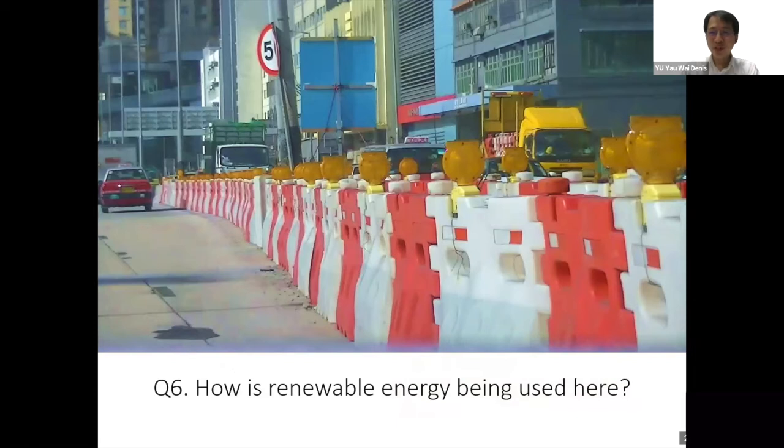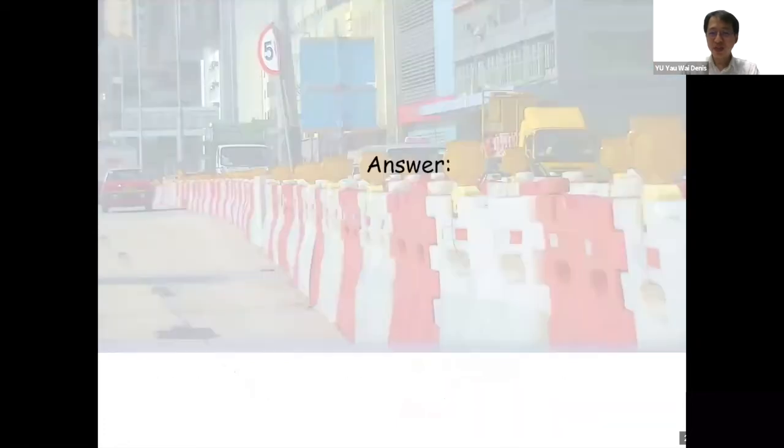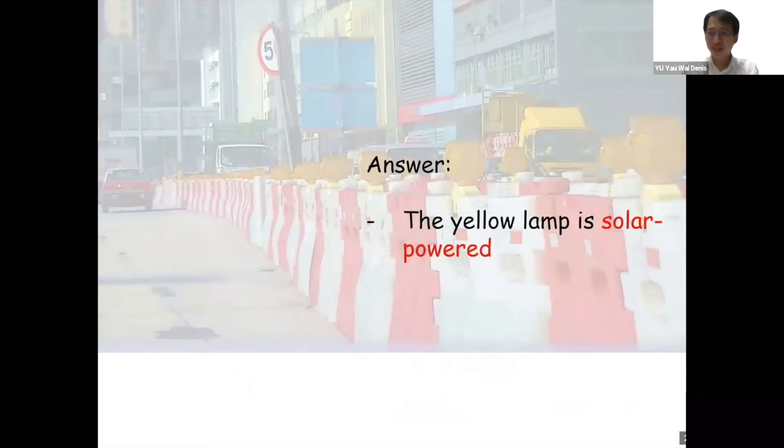I want you to pay attention to the yellow light on the side of the road. So what are they? They are actually solar-powered yellow lamps. And in fact, I happen to have one here. I can show you, if you can see.